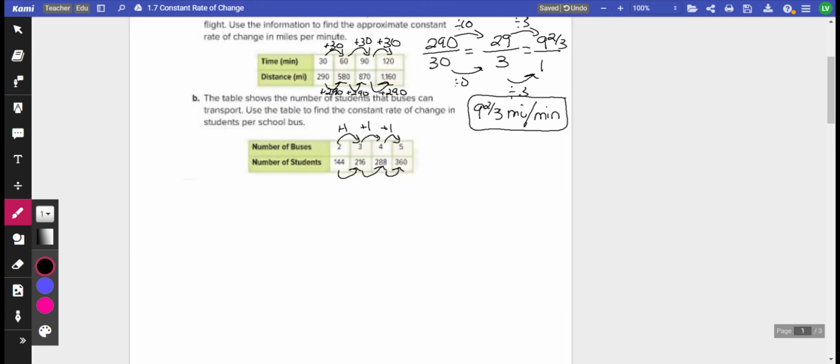So we need to find the difference of 216 and 144, which is adding 72. The difference of 288 and 216 is adding 72. And the difference of 288 to 360 is also adding 72. So because this is proportional, we can find the constant rate of change based on students per school bus.